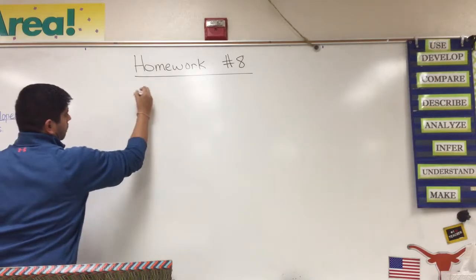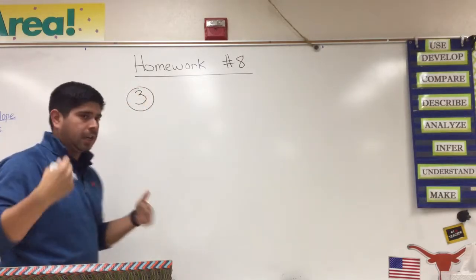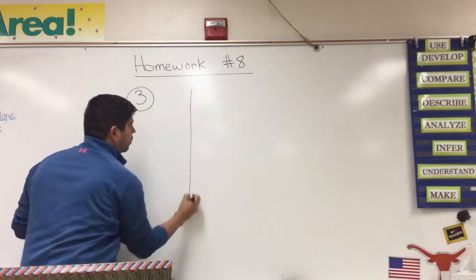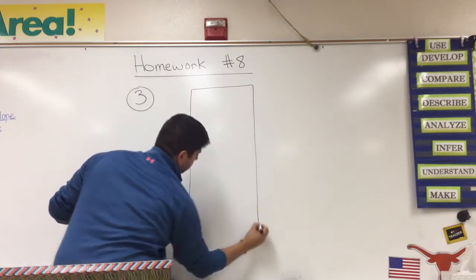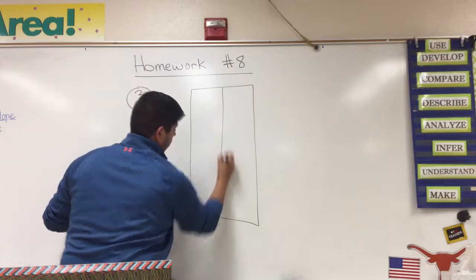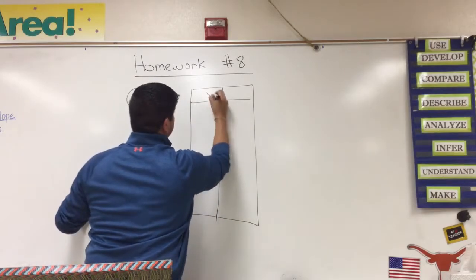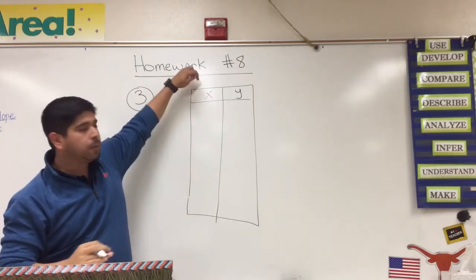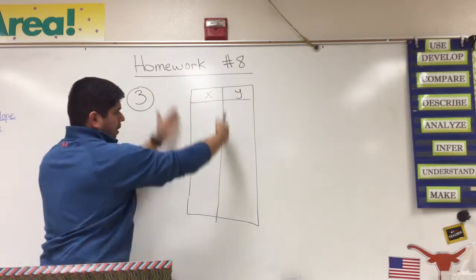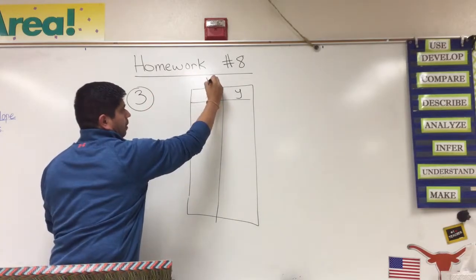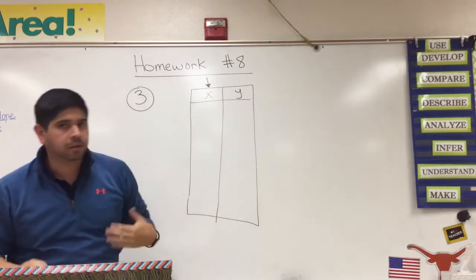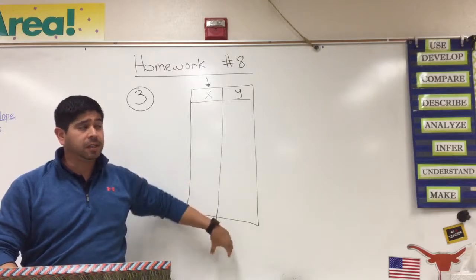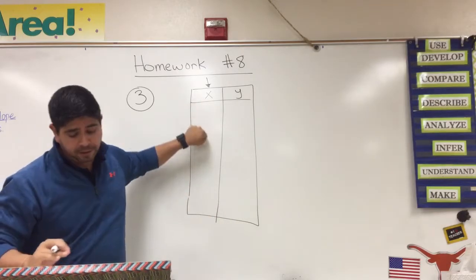Number 3 is kind of the same thing, except it's asking about the table. Is a table a function? Okay, so I'm going to draw my table. Goes all the way down. Now these are my x's and these are my y's. So when I have the table, all I'm going to look at is this side of my table, the x. If any of those x's repeat on your table, then that means it's not a function. They all have to be different.